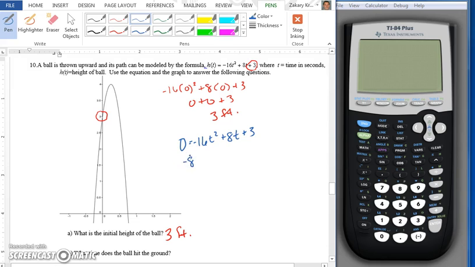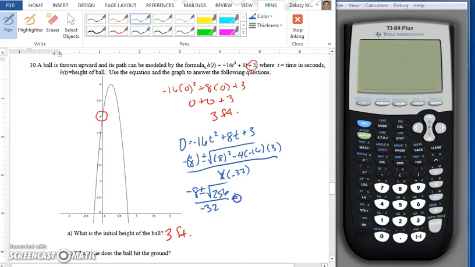So we're going to do opposite b plus or minus the square root of b squared minus 4a, a is -16, c is positive 3, all over 2a. And then when we simplify it, we're going to get -8 plus or minus radical 256 all over -32.